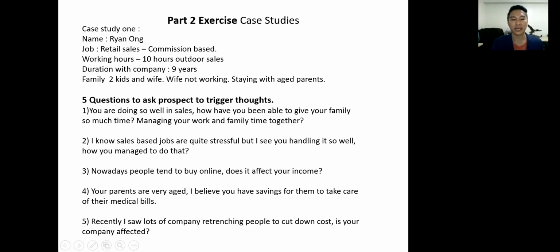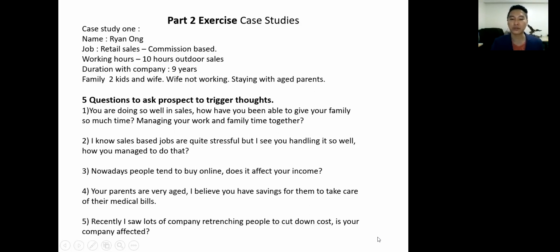Your parents are very aged. I believe you have savings for them to take care of their medical bills. Medical bills is always something that people think about in terms of their parents. And there's another part of asking questions. You can ask things related to their current situation as well. If you're aware of it, you can ask them about their preparation, and what plan they have in terms of that.